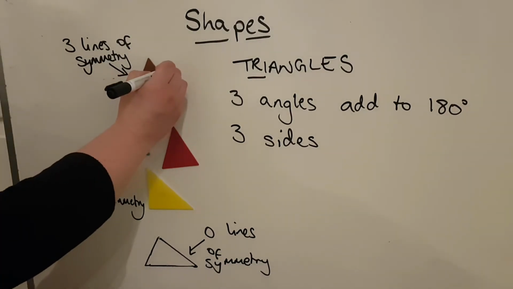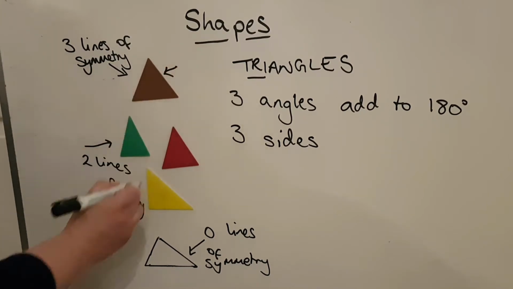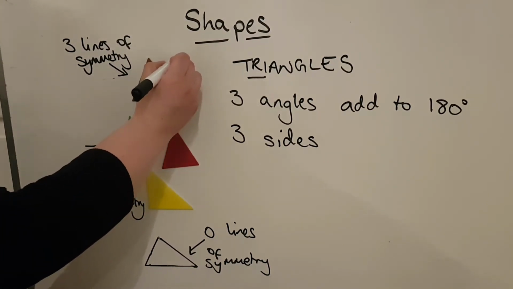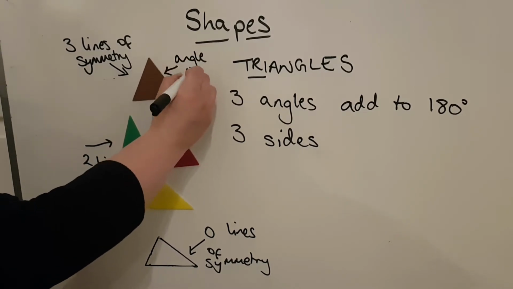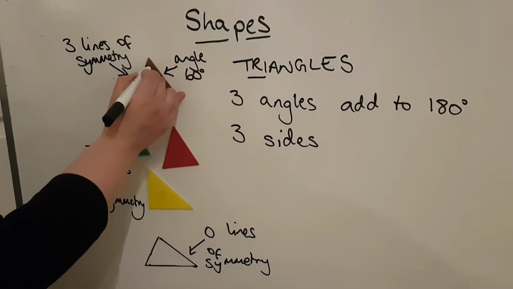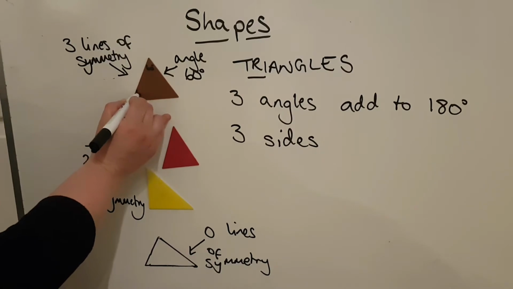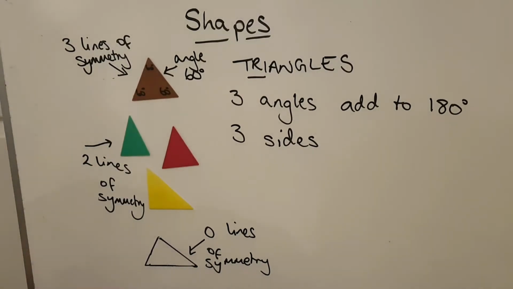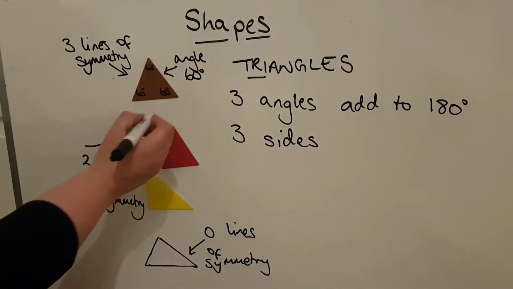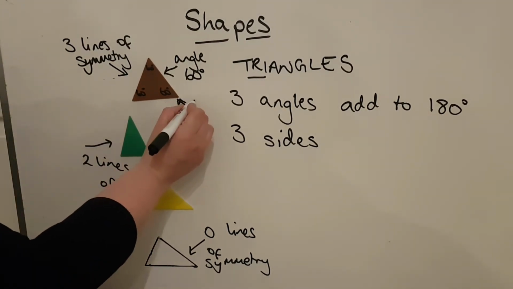In this triangle, an equilateral triangle, the sides are the same length, but each angle is 60 degrees. So this angle is 60 degrees, this angle is 60 degrees and this angle is 60 degrees. So the sides are the same.